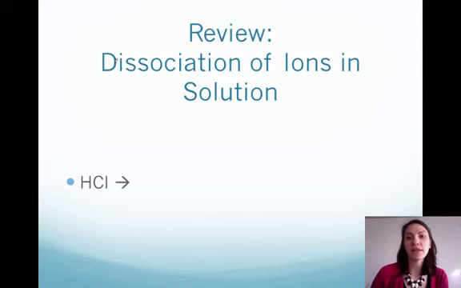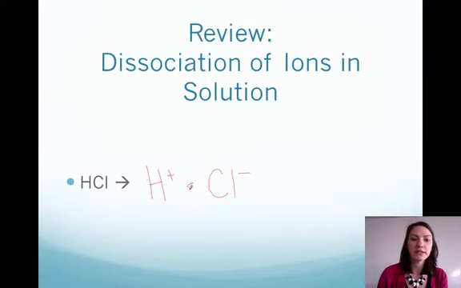Okay, so today we're going to be talking primarily about Bronsted-Lowry acids and bases, but we're going to do a quick review of that intro to acids and bases with Arrhenius's model so we can compare them. Just to start off, a review of dissociation of ions, that's when the ions separate out. For example, HCl, hydrochloric acid, when it's in solution, will actually be an H plus ion and a Cl minus ion. That's what it looks like when it dissociates.